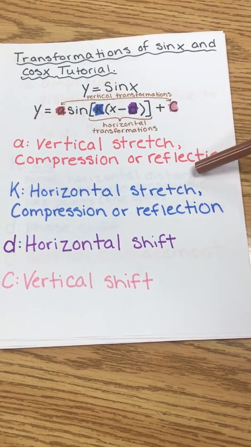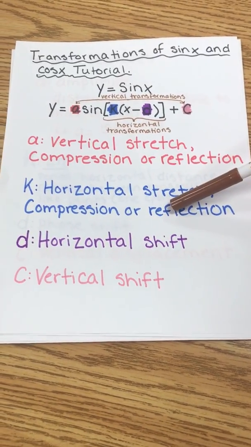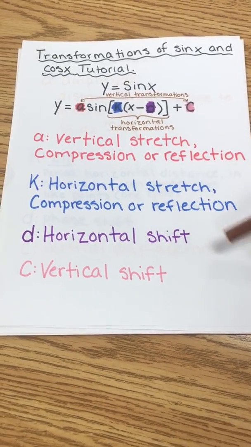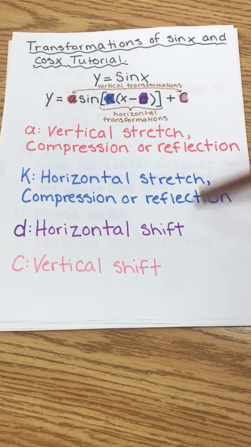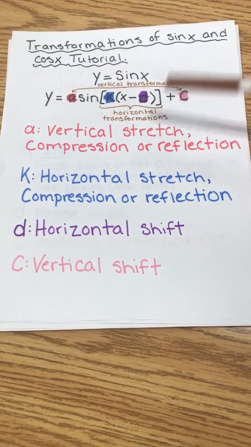If there's a negative, that's a reflection; positive is not a reflection. And then K is the horizontal stretch, compression, or reflection. And then D is the horizontal shift, and those both are in brackets. So those are the horizontal transformations.